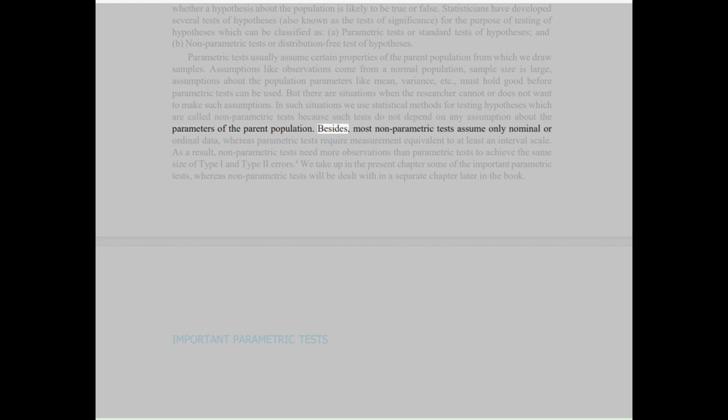Besides, most non-parametric tests assume only nominal or ordinal data, whereas parametric tests require measurement equivalent to at least an interval scale. As a result, non-parametric tests need more observations than parametric tests to achieve the same size of type I and type II errors. We take up in the present chapter some of the important parametric tests, whereas non-parametric tests will be dealt with in a separate chapter later in the book.